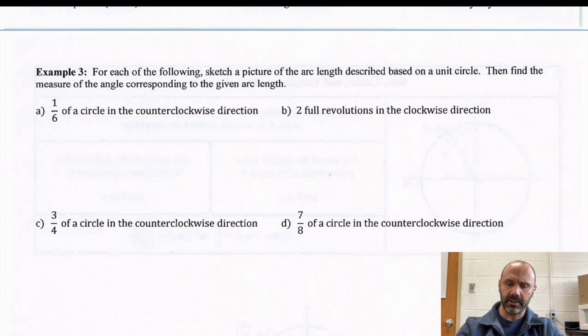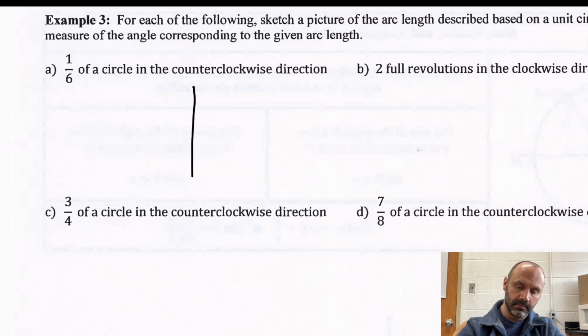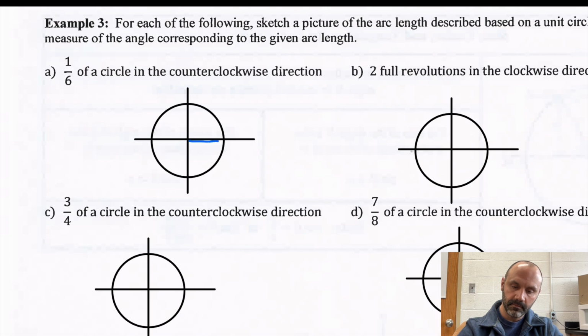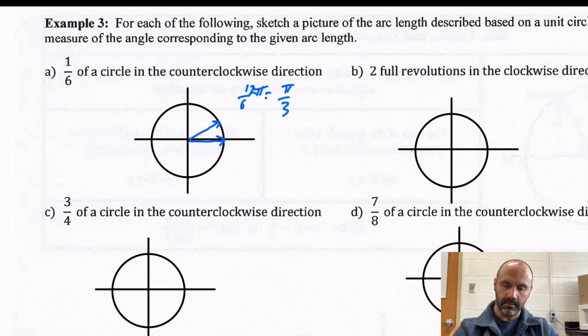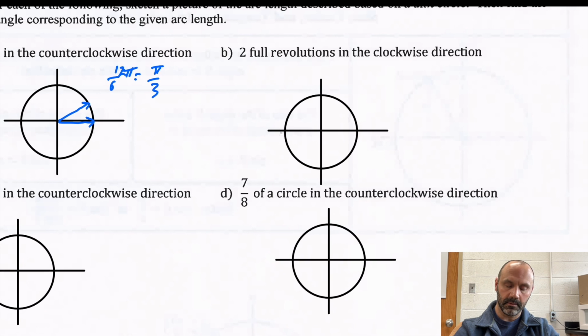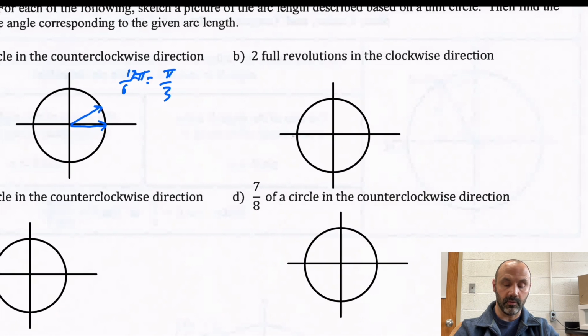So it says, for each of the following, sketch a picture of the arc length described based on a unit circle, then find the measure of the angle corresponding to the given arc length. Okay, so I'm going to make a unit circle. So 1/6 of the circle in the counterclockwise direction, that would take us to about here, maybe. And so 1/6 of 2 pi, I'm going to cancel out there, so this will be pi over 3. Okay, that's that angle measurement. And 1/6 of 2 pi will be 1/3 of 180, so that would be about 60 degrees.